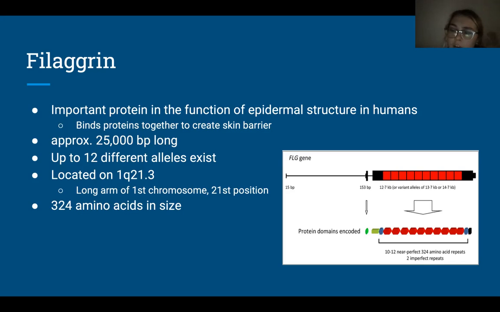Here we have a diagram showing what the gene looks like with its different alleles, its different base pairs, and the amino acid sequence we see with the protein domains encoded.